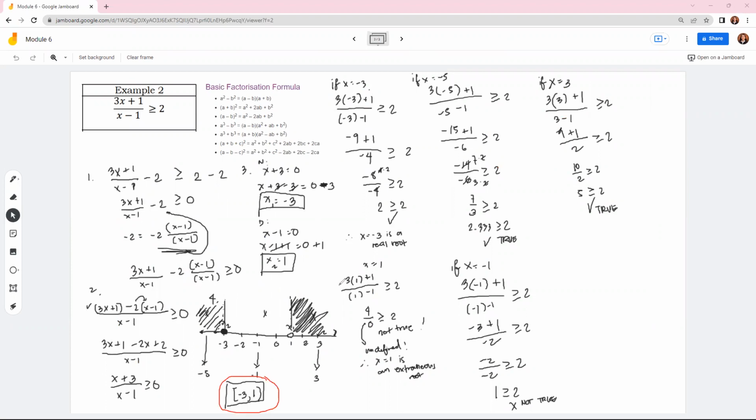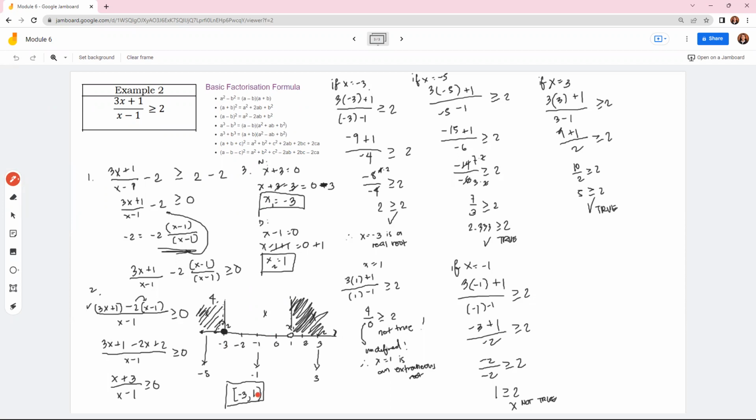This is the illustration, right? It shows where the solution of the inequality is. As you can see here, the solution is in this format.